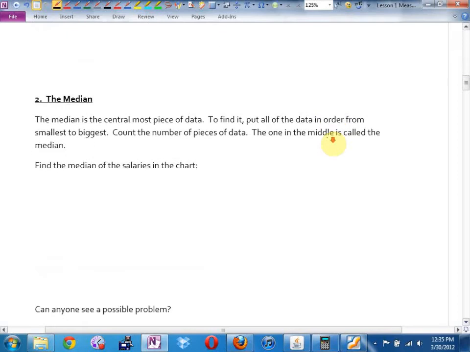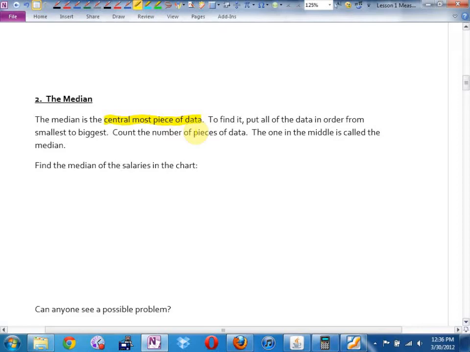The median. The median is the centralmost piece of data. Most of you are getting your driver's license. What do you call that strip of pavement in the middle of the road that doesn't let you turn left? The median. In other words, the centralmost piece of data. I remember that the median of the road is the middle of the road, that piece of cement that's sitting there, right? To find it, you put all of the data in order from smallest to biggest.